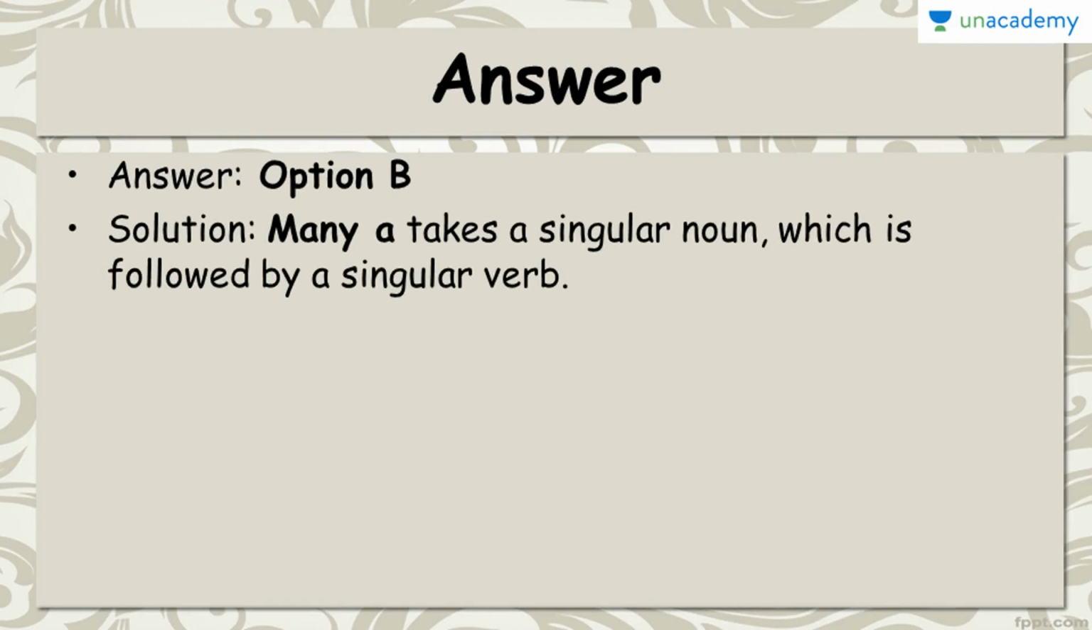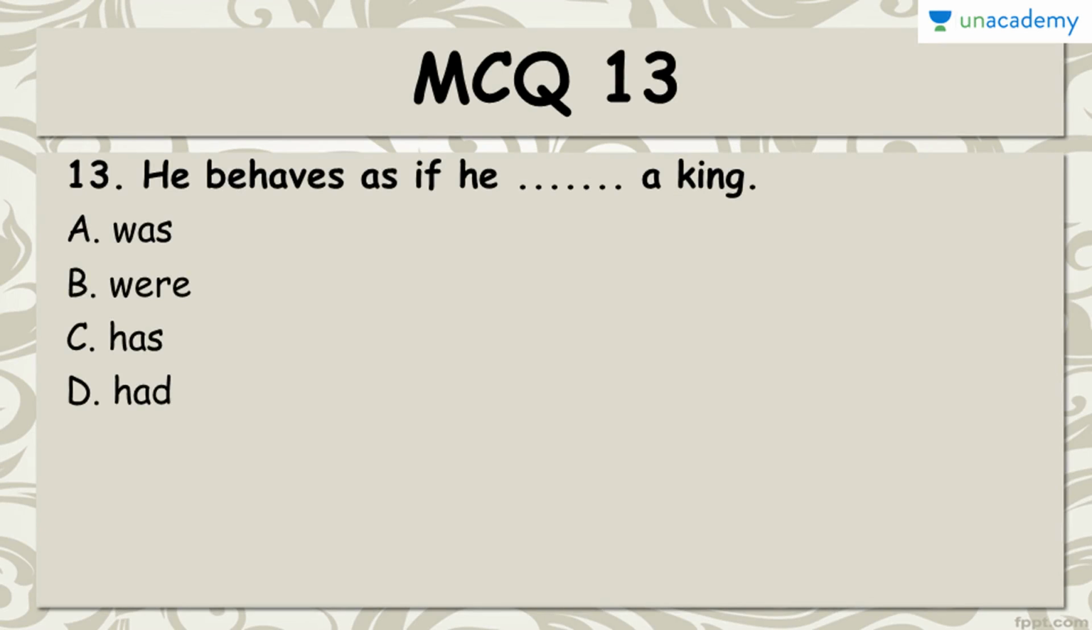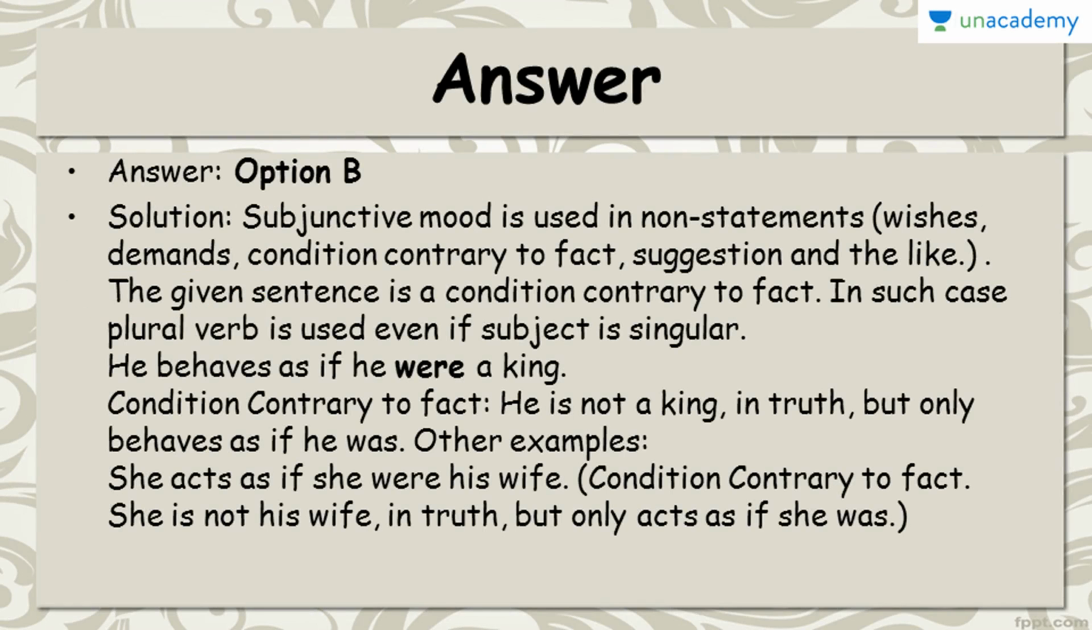Coming to MCQ 13, he behaves as if he dash a king. Was, were, has, and had. And the right answer to this MCQ is option B, that is were. He behaves as if he were a king. Why? This has to be a doubt for everyone.